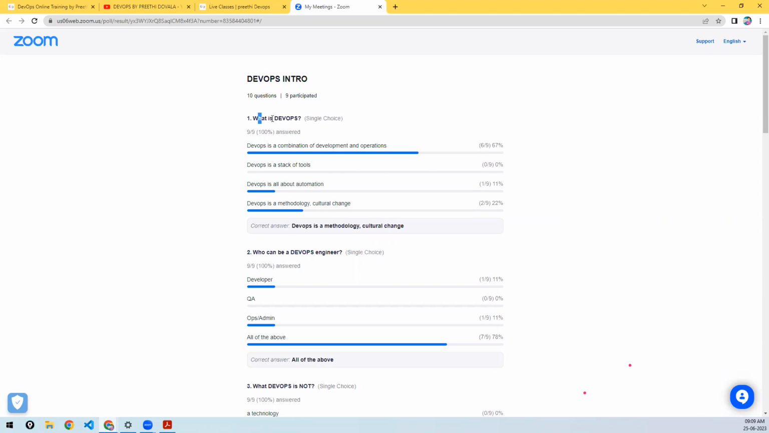So yeah, coming to this quiz, almost 9 persons participated the second time. The first time, more of them attended, I believe. So this is the second time. All of them answered correctly.